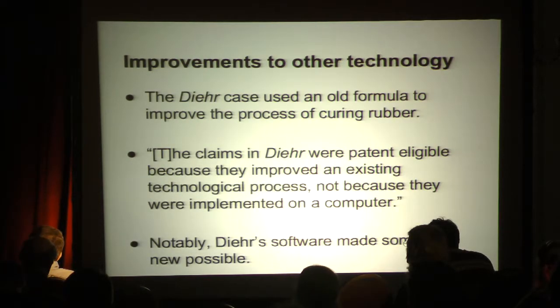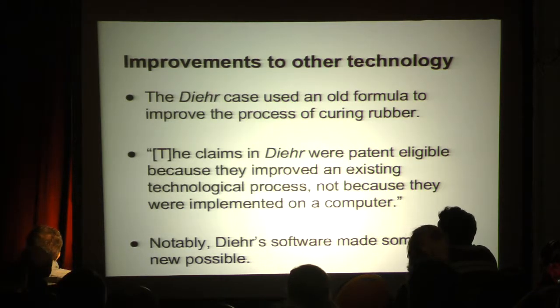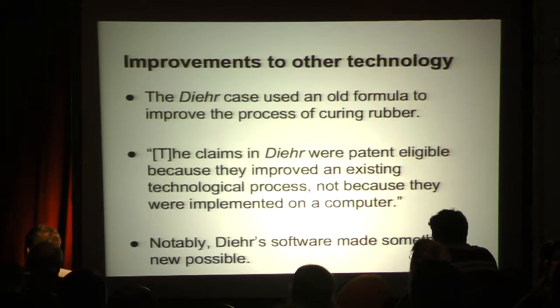So improvements to other technology, like I said, curing rubber, that's pretty good. It's worth noting that Diehr's claim was very clearly directed to a mathematical formula. It actually included what's called the Arrhenius equation that sets the ideal time for curing rubber. But the equation was old. It was the software and the implementation and the effect that was new.